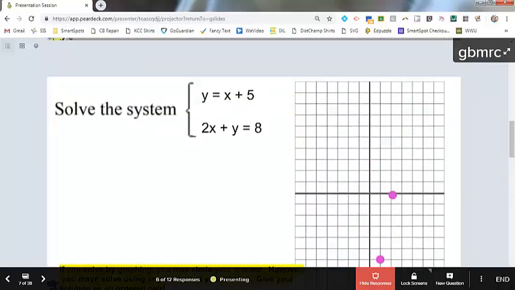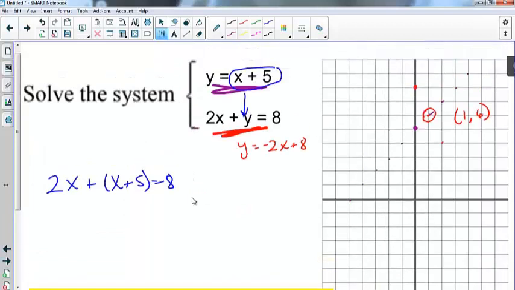So I went ahead and started this over here. When I graphed it, I graphed my first one in purple. I didn't draw the line, but you can see my dots there, hopefully. And then in red, I subtracted 2x from both sides, and I graphed it. So I could see my solution was 1, 6.